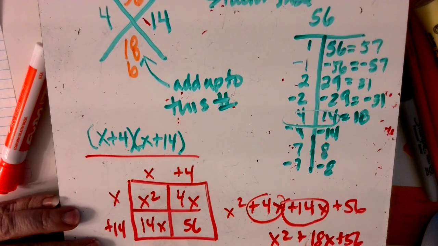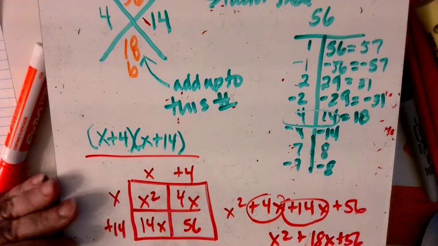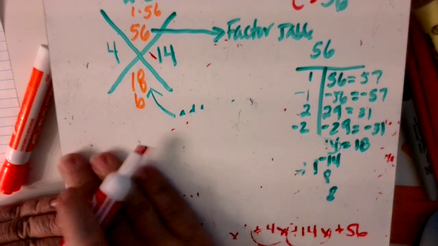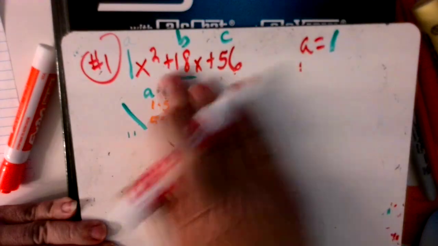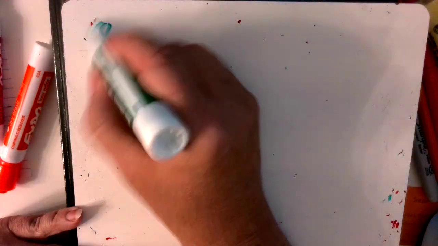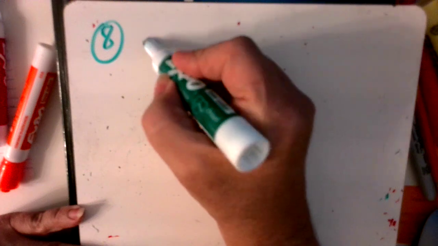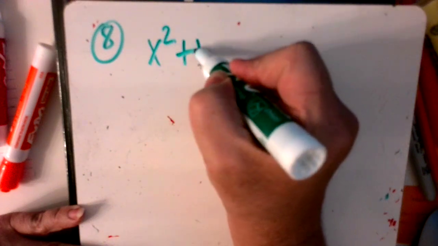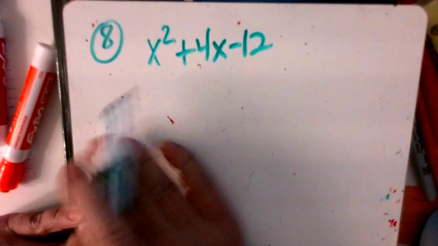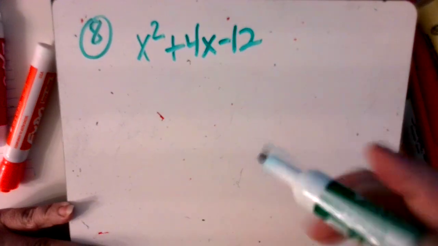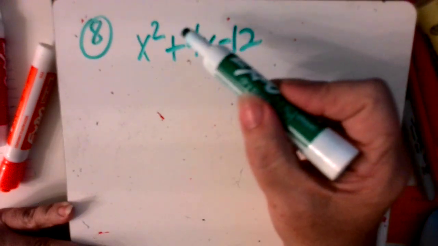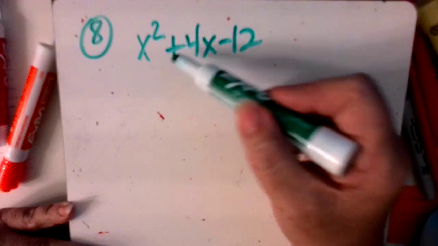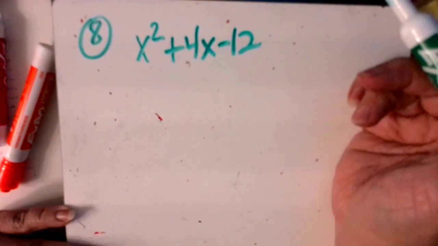Okay, again, I'm going to do a few more. So I'm going to do number 8 from the homework. Number 8 from the homework looks like this. Where is it? It's number 8. So x squared plus 4x minus 12. Okay, I picked these because the first one was a plus plus, this is a plus minus. After this, we're going to do one that's a minus minus, but it's all the same.